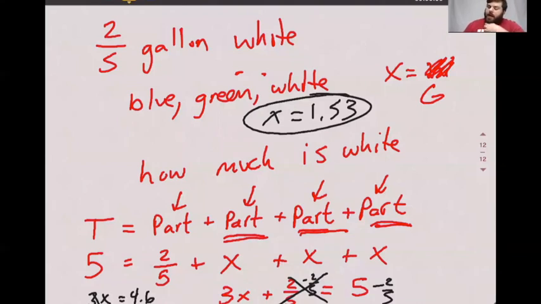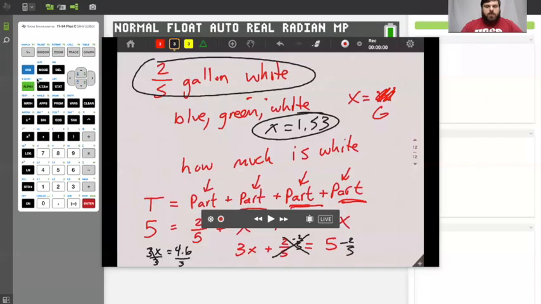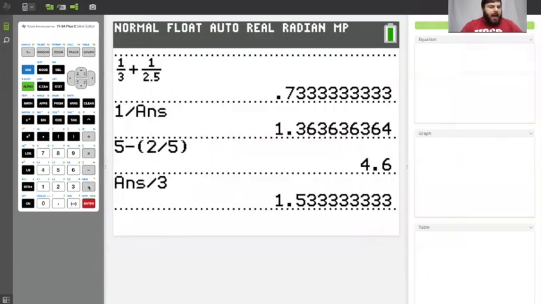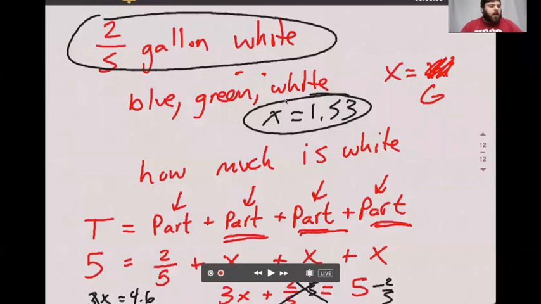But don't forget that I also had this 2/5 of a gallon of white. So I've got to add back that 2/5 of a gallon. So I need to take 1.53 and add 2/5 to that. So if I'm talking a decimal, 1.93 gallons. All right. But again, the reasoning here is that you got to break it up into the total as this part plus this part plus this part plus this part. That's the way you're going to form the equation to solve to get your answer.